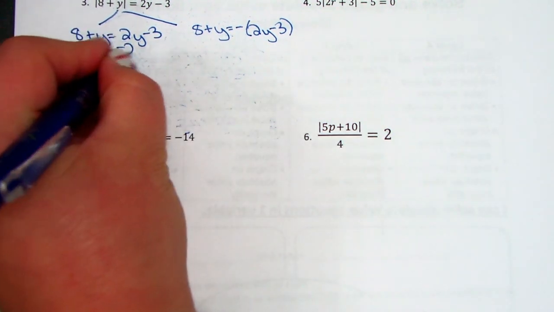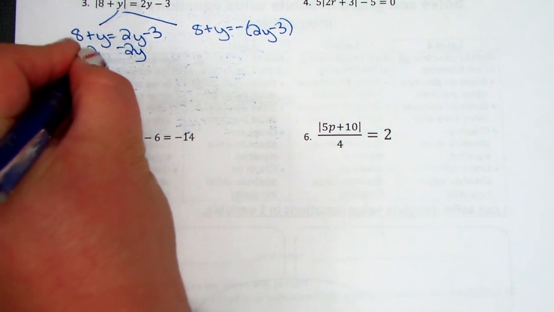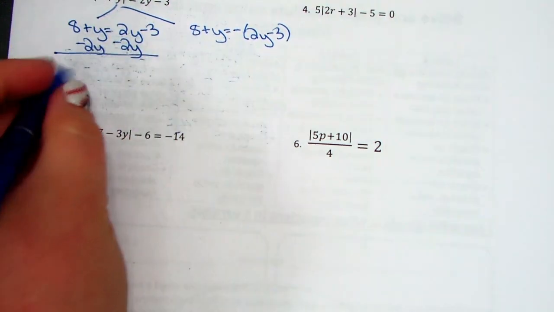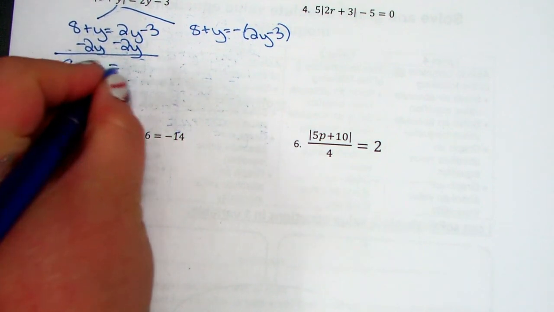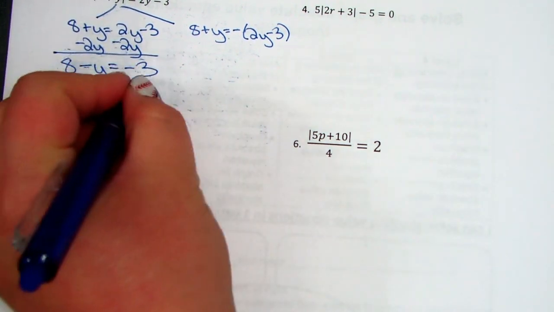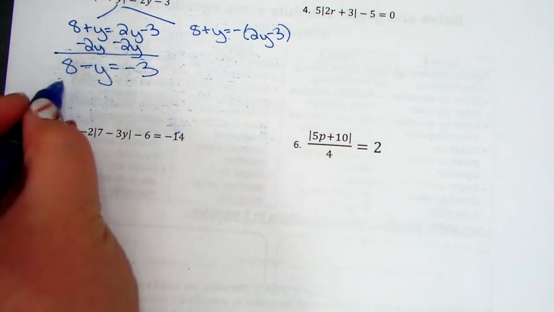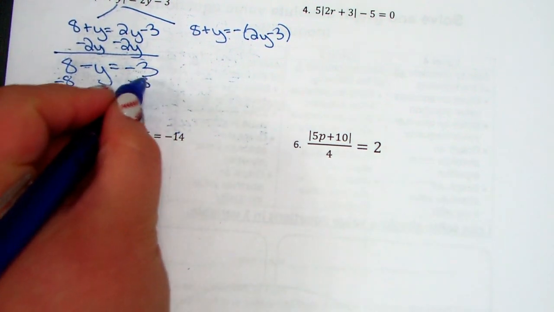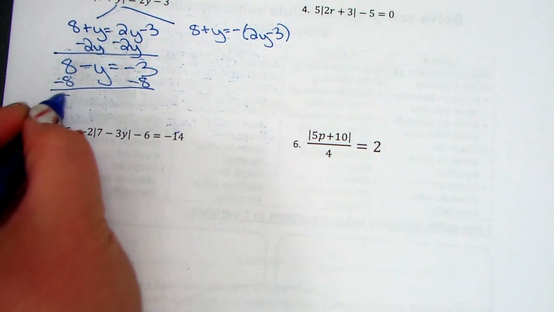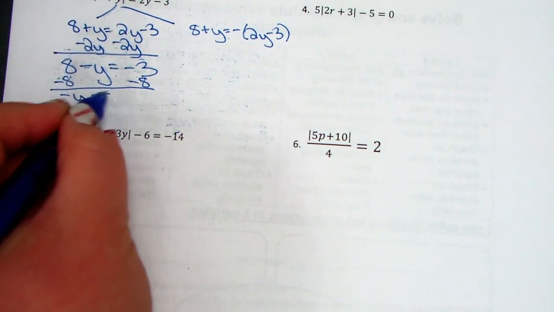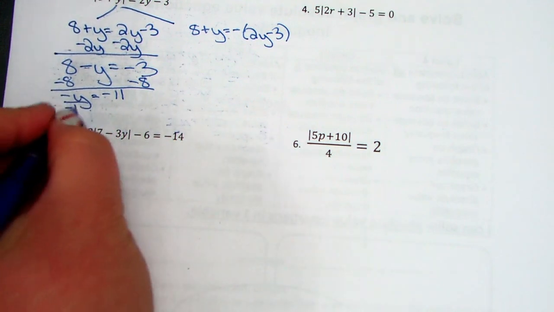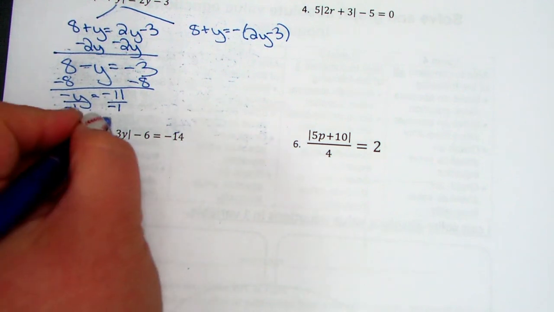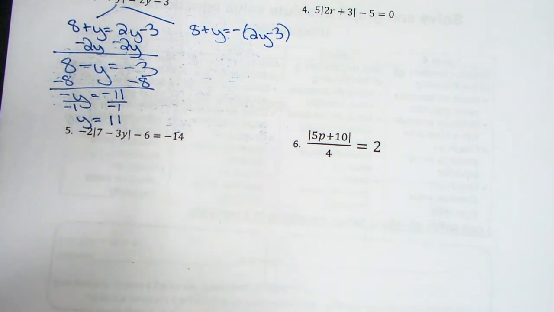I'm going to subtract 2y from both sides, giving us 8 minus y equals negative 3. Now we'll subtract 8 from both sides, and we have negative y equals negative 11. Divide by negative 1 so that we get y equals positive 11.